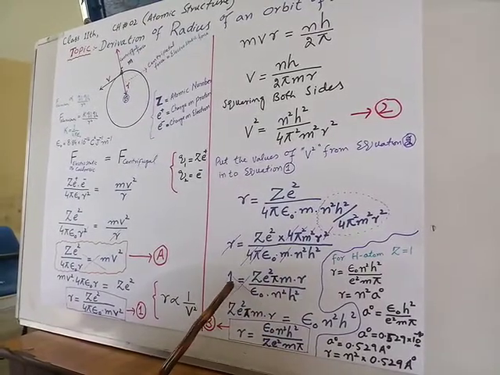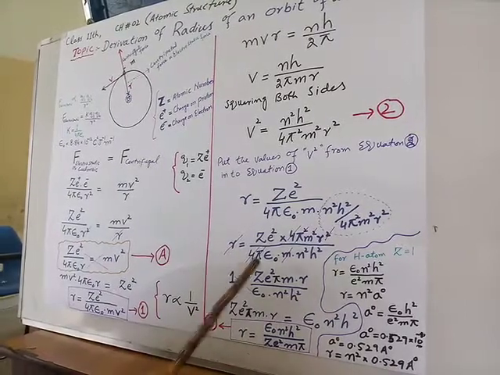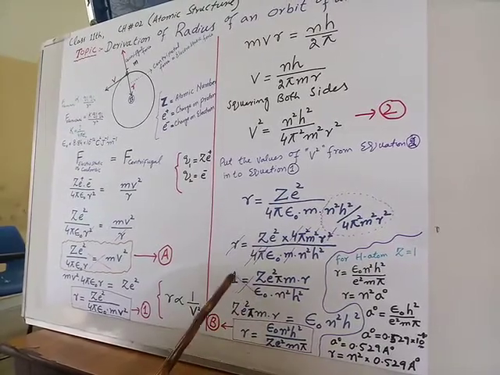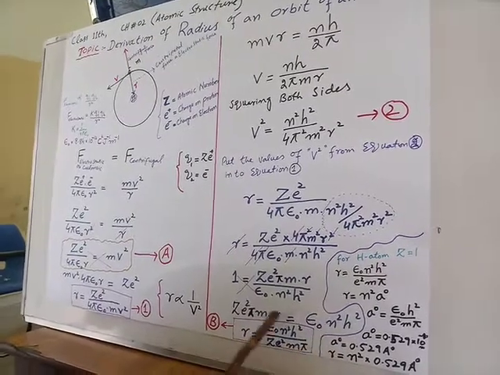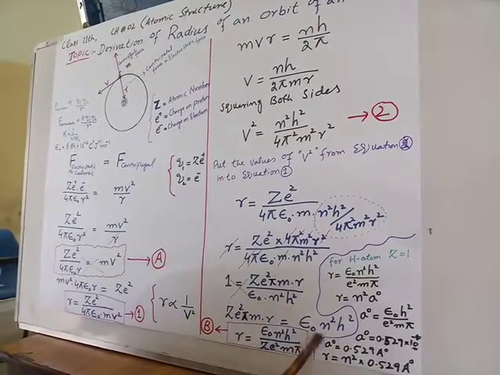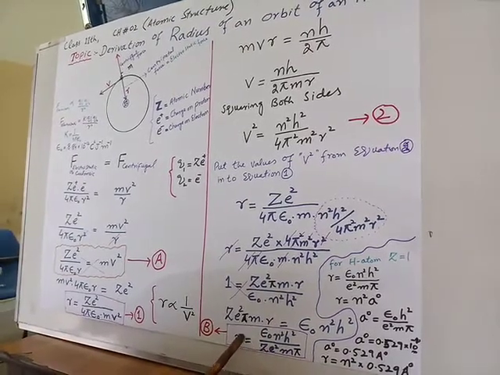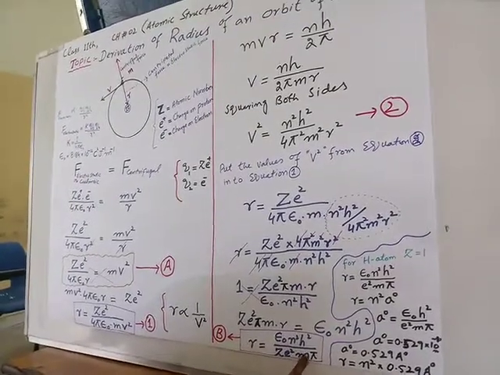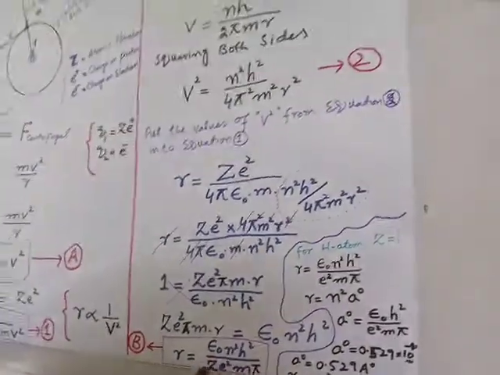Now by cross multiplication, there is 1 under 1, so by cross multiplication we get this term multiplied by 1 equal to this, and 1 multiplied by this equal to this term. Now rearrange this equation for r. Transfer ze square pi m into the denominator, and retain the r, so r will become equal to epsilon naught n square h square over z e square m pi, or pi m, whatever you call it.